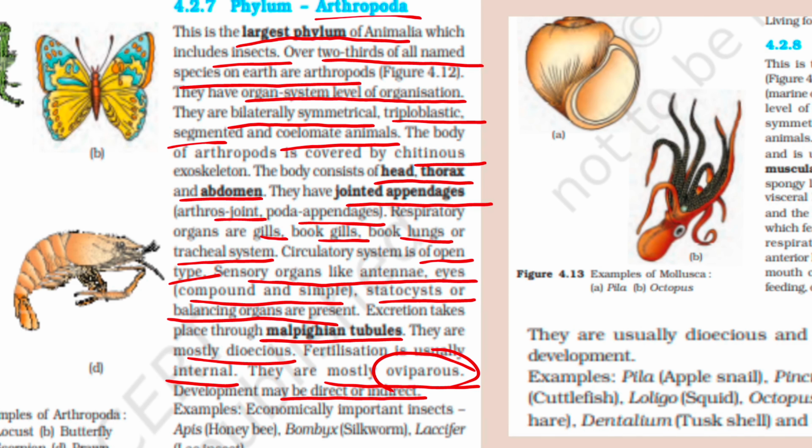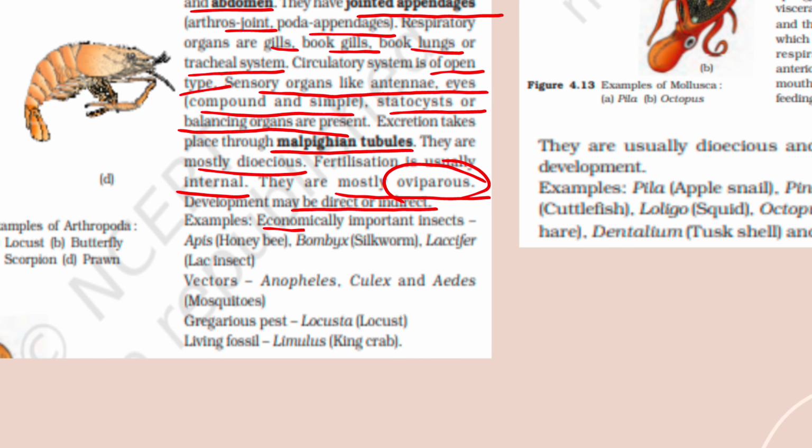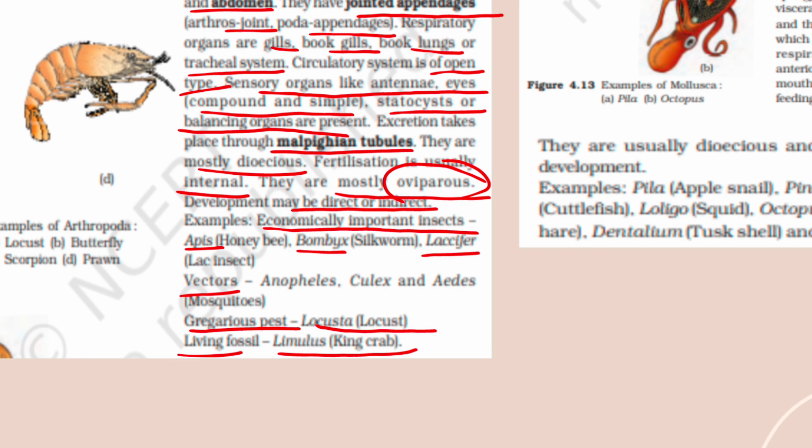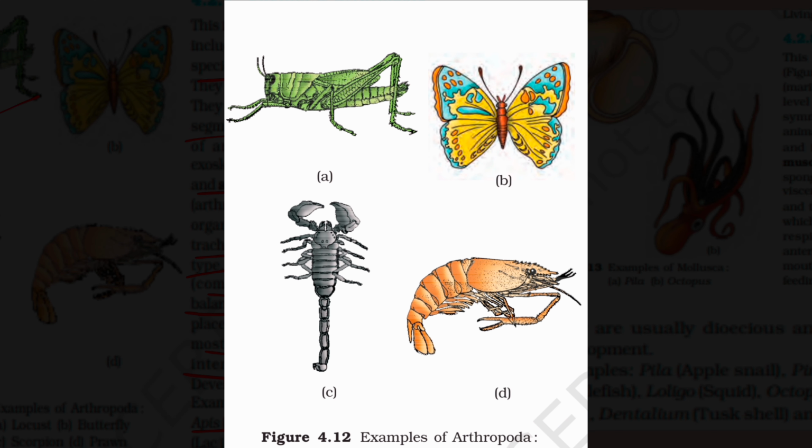Oviparous means they lay eggs. Economically important insects are Apis, honeybee, Bombyx, silkworm, Laccifer, lac insect. They can act as vectors, as mosquitoes, Anopheles, Culex and Aedes, as gregarious pest, Locusta, locust, as living fossil, Limulus, king crab. This is locust, this is butterfly, scorpion, and prawn.